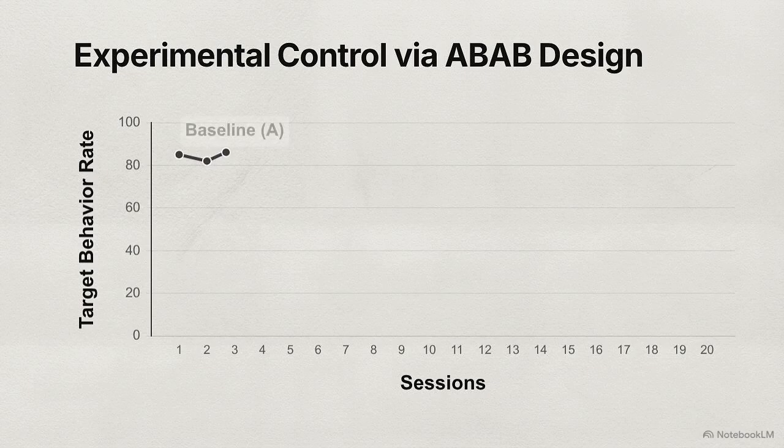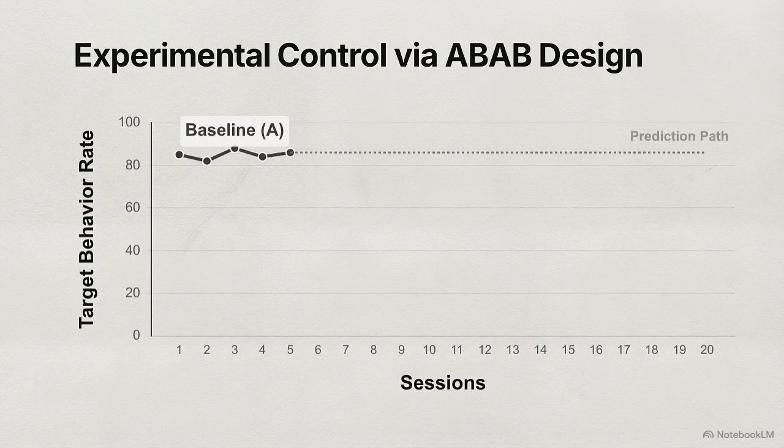We begin by plotting the current behavior in the absence of the intervention. This stable data path is our baseline, phase A. This establishes the first step of baseline logic, prediction. If the environment remains completely unchanged, we predict the behavior will continue along this exact path. Next, we introduce the independent variable. The data shifts down, showing a decrease in the target behavior.